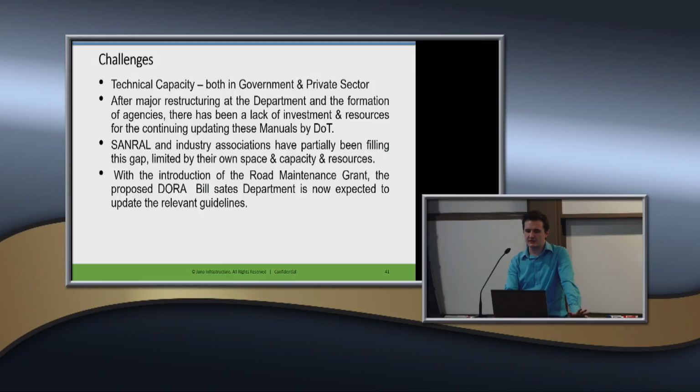So again, technical capacity. We lack that a little bit, so as Juno, we're trying to uplift this point. We're trying to uplift the communities, trying to train them, and using the tools that we have really improve the data quality and the data consistency. Again, SANRAL and the DOT have been trying to fill the gaps, but it's limited resources.